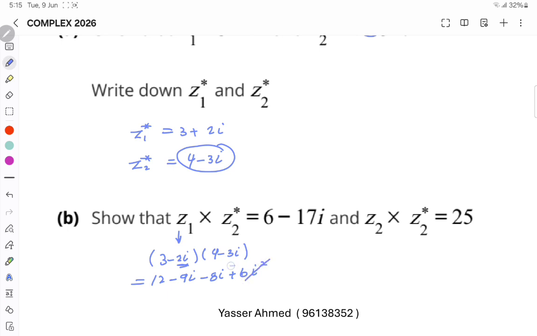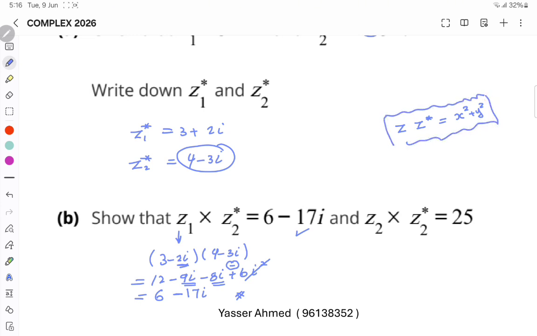And as you know, i squared changes to negative 1. So it's equal 12 minus 6, it will be 6. Now take imaginary parts, negative 9 minus 8, it will be negative 17i. So I got the same answer. Here, he said z2 times its conjugate equals 25. I told you that before, any product of any complex number and its conjugate always gives us only a real part, x squared plus y squared. Don't forget that. We use it in division.